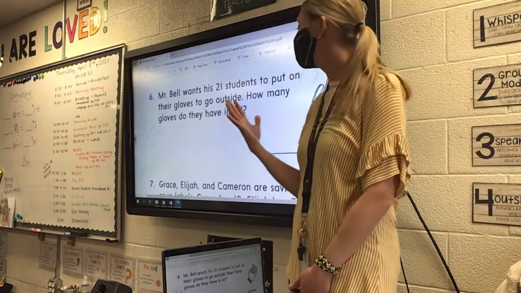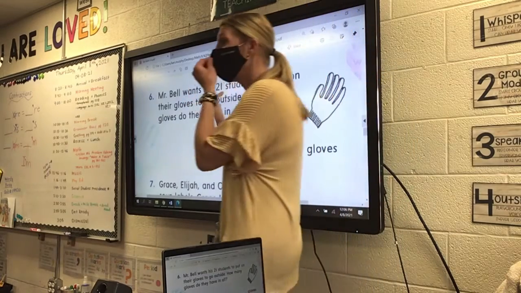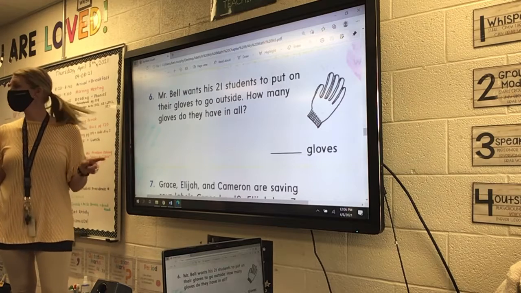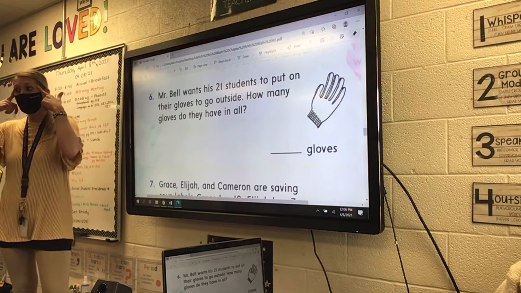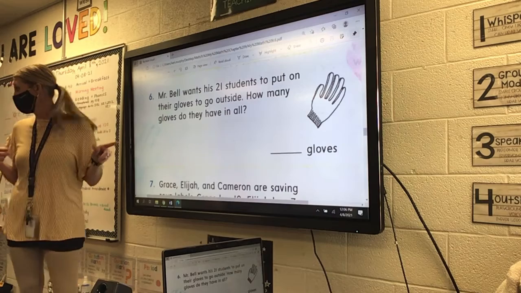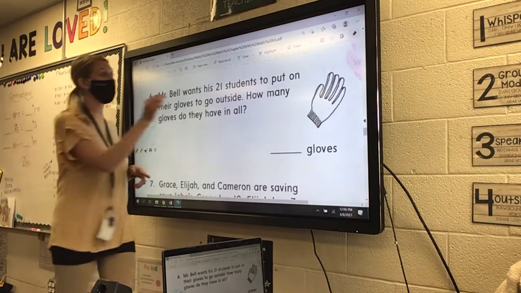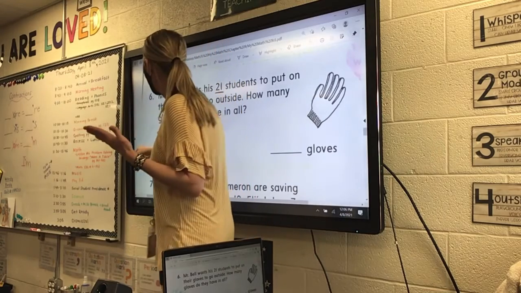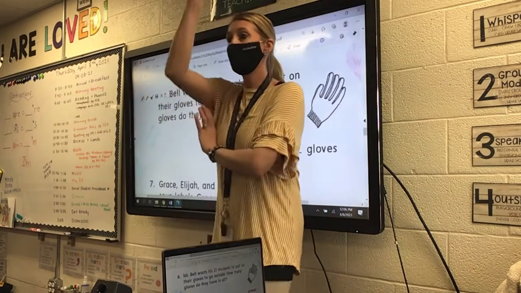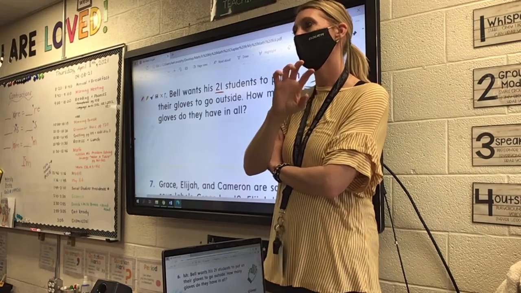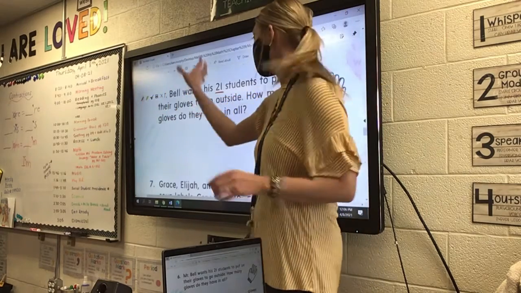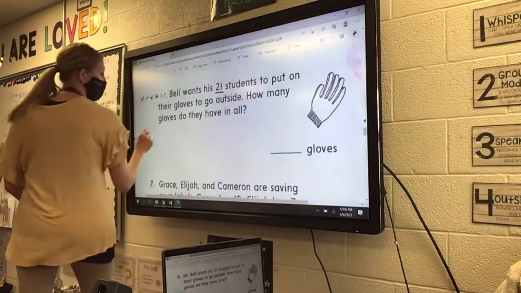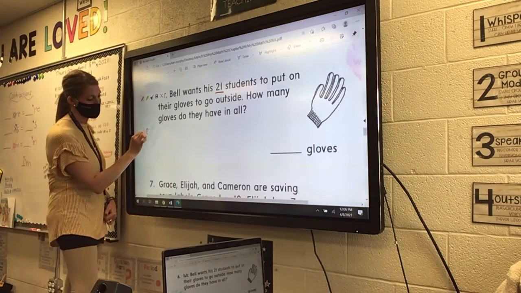So this one doesn't. Guess what? It only tells us the 21 students, but it doesn't tell us the number of gloves. But we have to use our brains, and we have to think that we just wouldn't put on one glove. We would put on 2 gloves. Now, Mrs. Murphy's going to make our chart. Instead of going down, guess what I'm going to do? Sideways. I'm going to make it go sideways because if I make it go down, I'm going to run out of room. So at the top here, let's put an S for students.